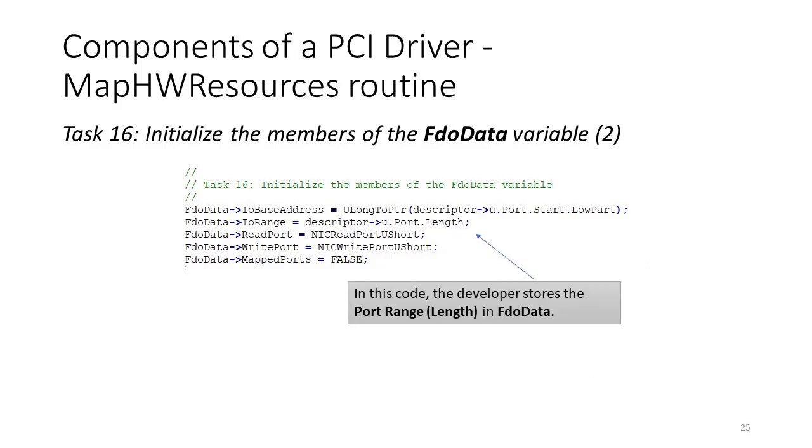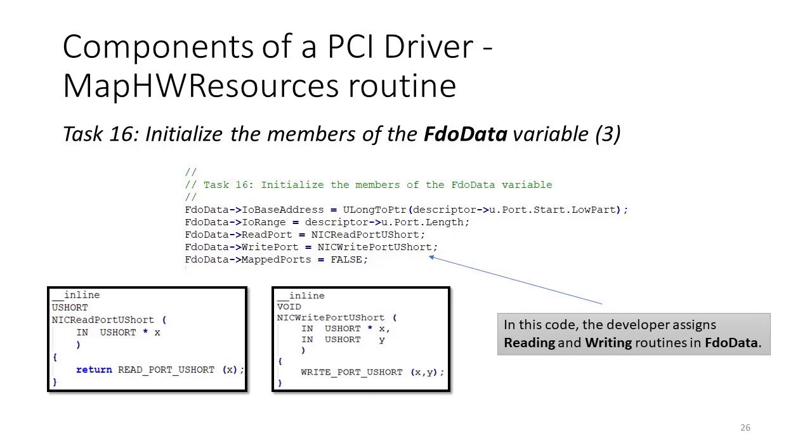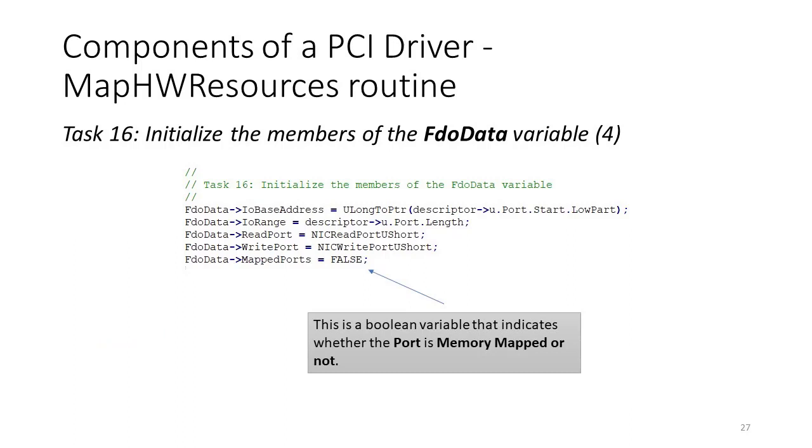In this code, the developer stores the port range, also known as the length, in the FDO data structure. In this code, the developer assigns the reading and writing routines in the FDO data structure. As you can see, to read data from the port, we use the read port ushort for example. To write data to the port, we use the write port ushort. There are functions for other data types as well, such as for byte. The mapped ports member is a Boolean variable that indicates whether the port is memory mapped or not.